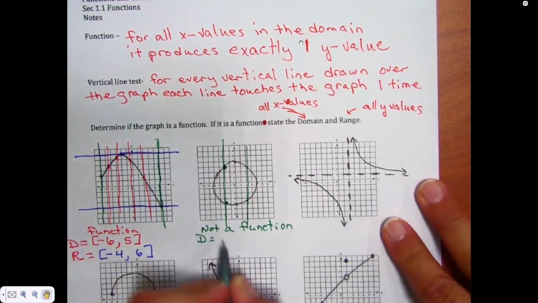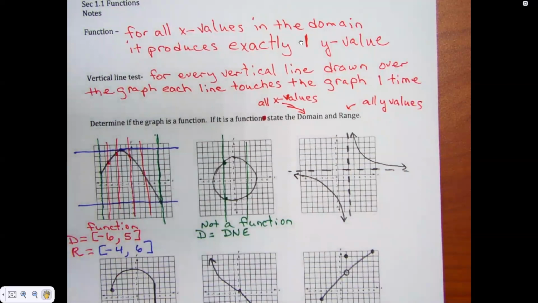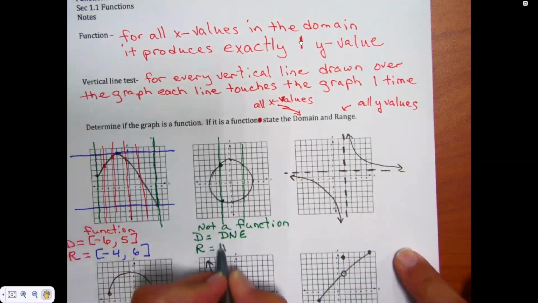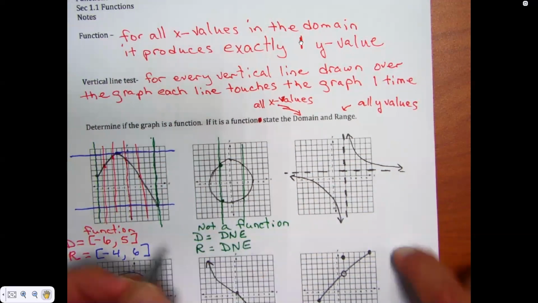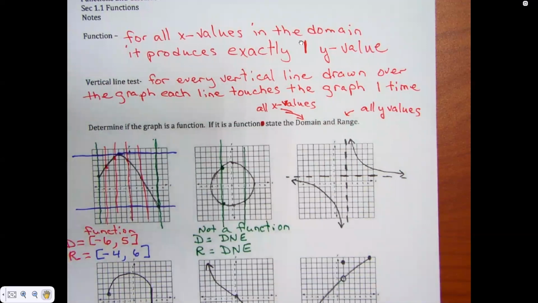For the domain, then you state DNE for does not exist. All caps, or they might mark it wrong. Okay, and then you got to go down to the range and do capital DNE. That's not on a test. It's just on WebAssign. They have to have those blanks. And so that's how they have to fill them in, because they only want you to do domain and range if it's a function.